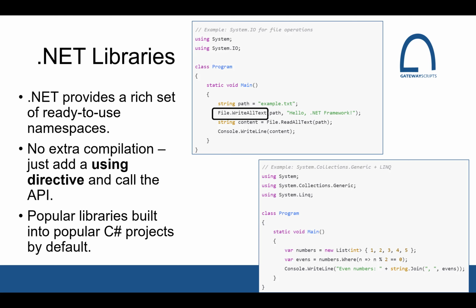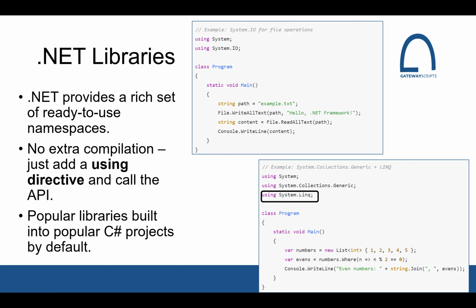In the example, you can see that this class called file is being used to write text as well as read text. That file class, which has a method called writeAllText and readAllText, exists in the system.io namespace. So by referencing that namespace, we're able to leverage functionality of prior Windows developers.